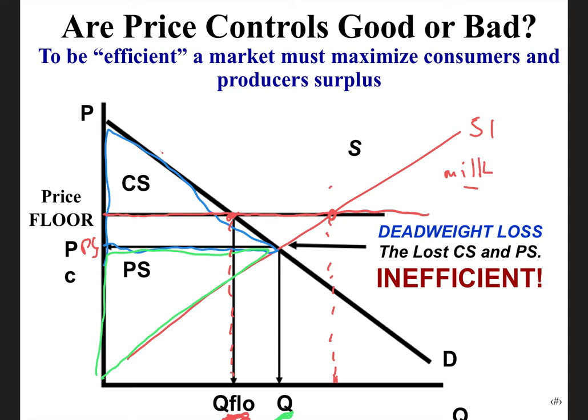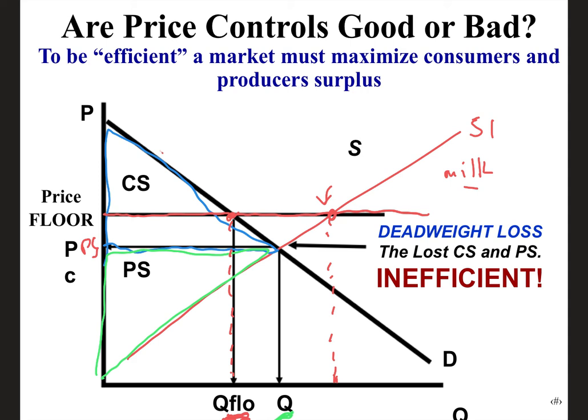It doesn't really matter how much the suppliers make. If consumers only come in and buy up a certain amount, we end up with a situation where the quantity that's transacted in the market is going to be less. So how does that impact consumer and producer surplus?